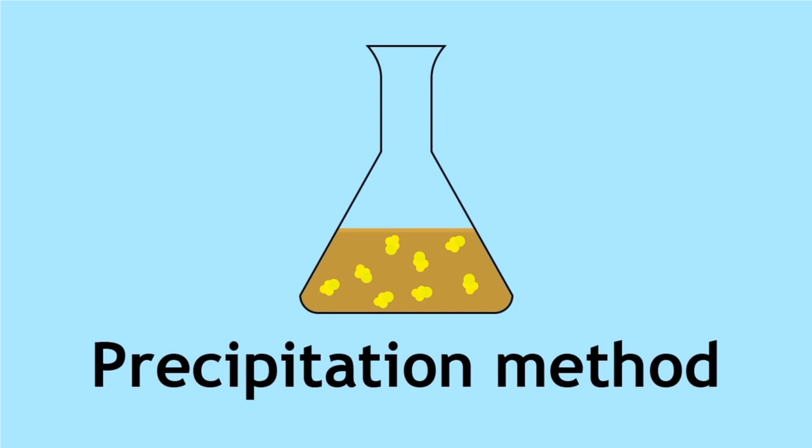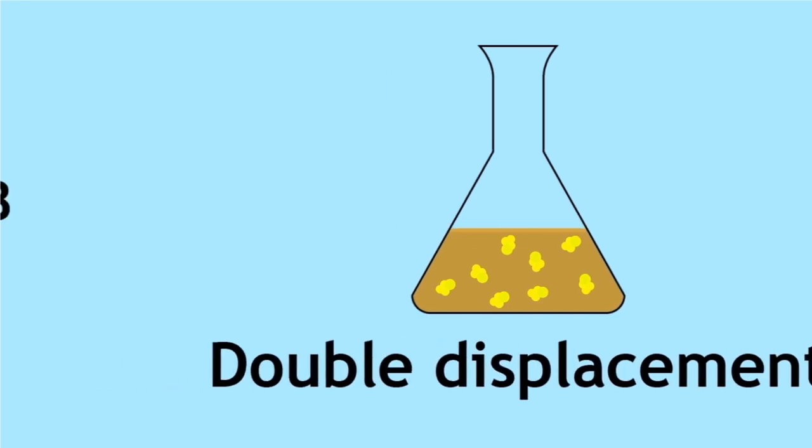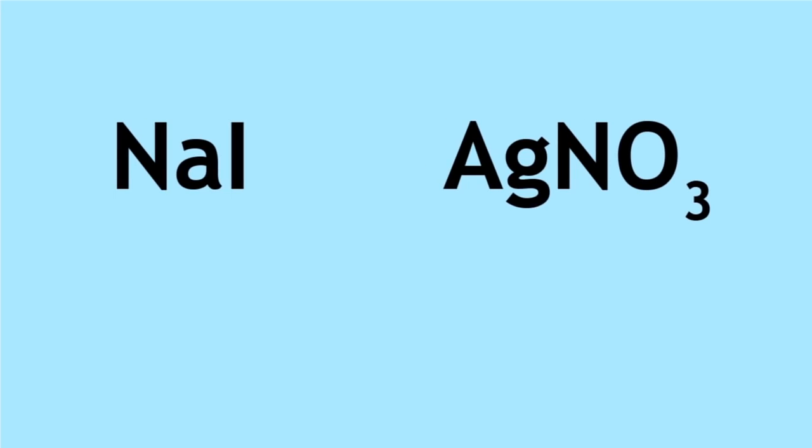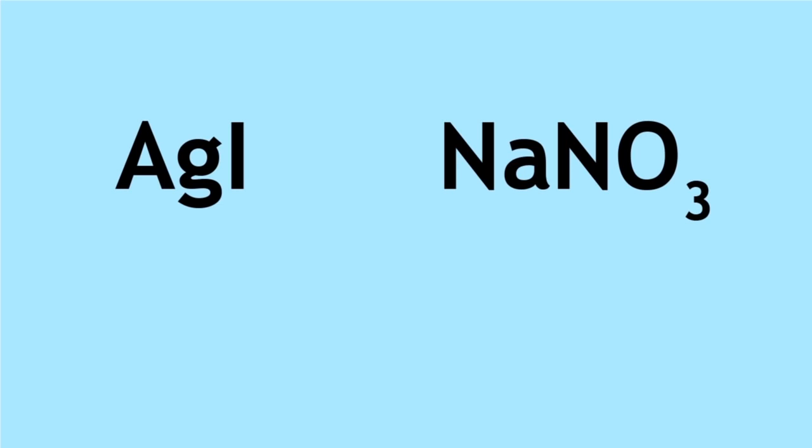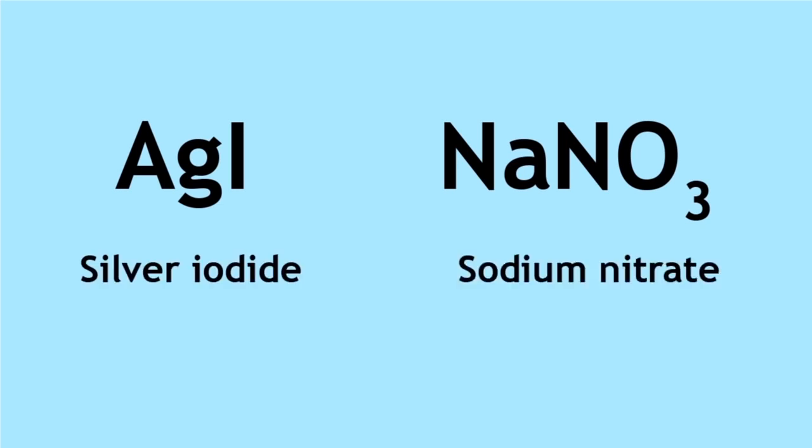Sodium iodide and silver nitrate have undergone a double displacement reaction whereby the sodium ion and the silver ion have switched places, creating silver iodide and sodium nitrate. Since sodium iodide and silver nitrate are soluble in water, they form aqueous solutions. In the reaction equation, we represent this using (aq) in brackets as a subscript right after its formula.